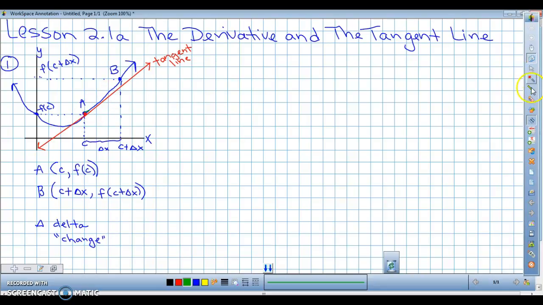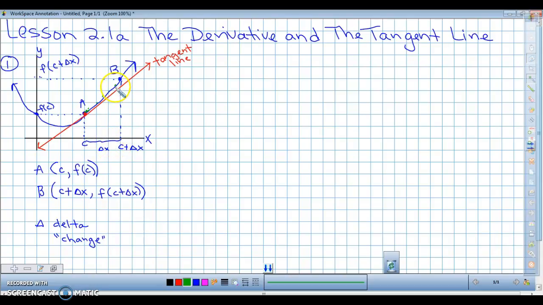So we're going to see what would happen if we take point B and we keep moving it and moving it and moving it, and we got it really, really close to point A right here. Well, if we keep moving point B closer and closer to point A, what's happening with this distance right here is this is getting smaller.